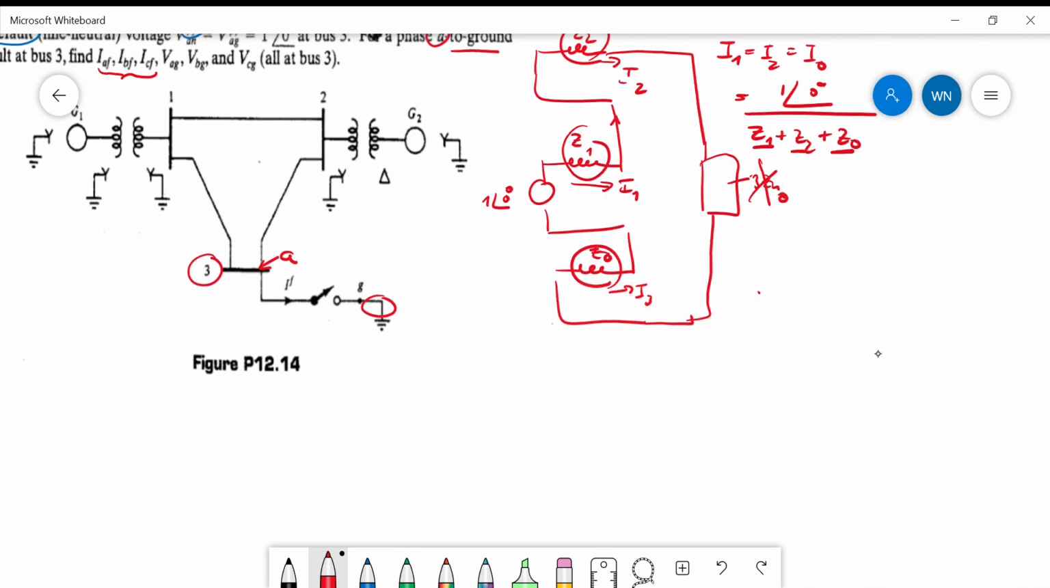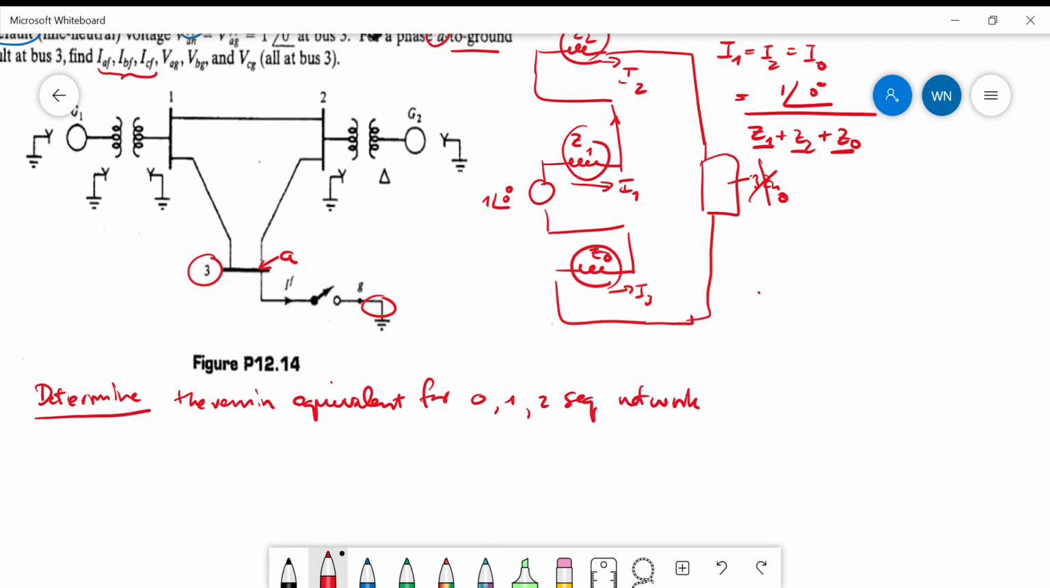So in this case, the first step is that we need to determine the Thevenin equivalent for zero, positive, and negative sequence networks. Okay, so let us start by analyzing the positive and negative sequence.